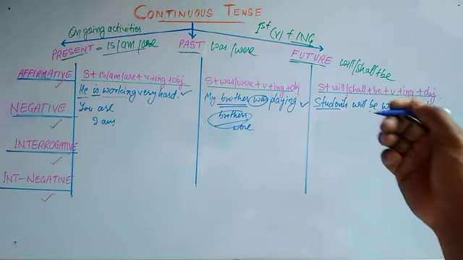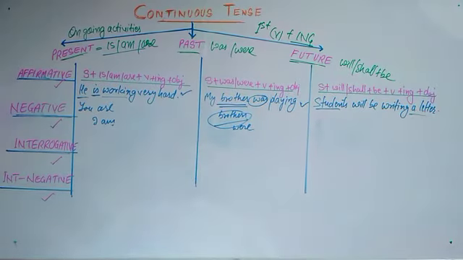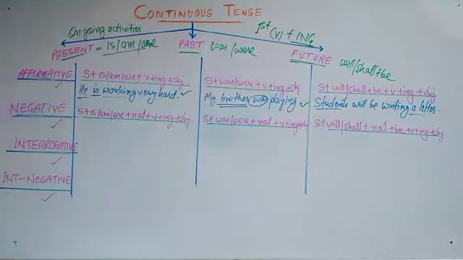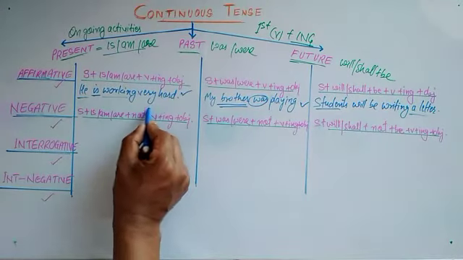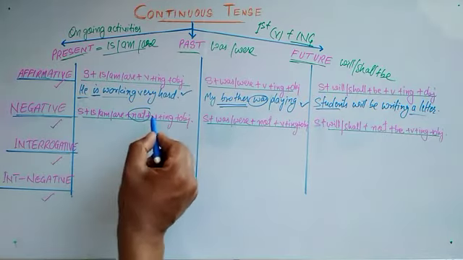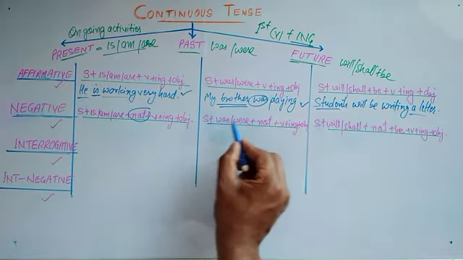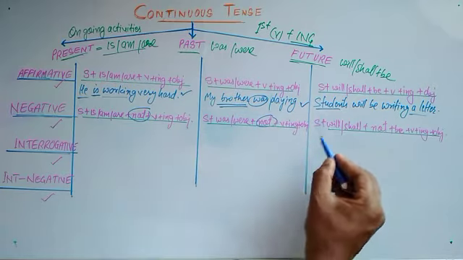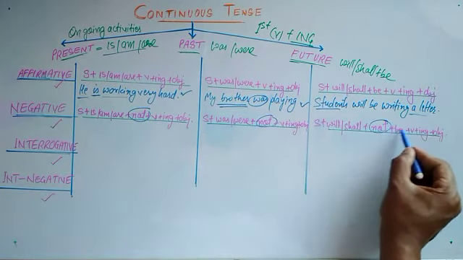Let's move to negative sentences. In case of negative sentences, we add one more thing, that is not, because we are talking about negative statements. So: subject, is, am, are plus not. Same in the past: subject, was, were plus not. Same in the future: subject, will, shall plus not, then be.